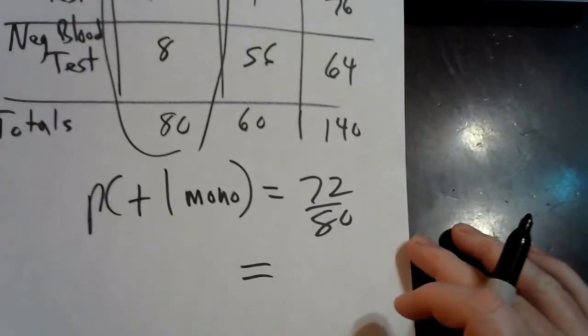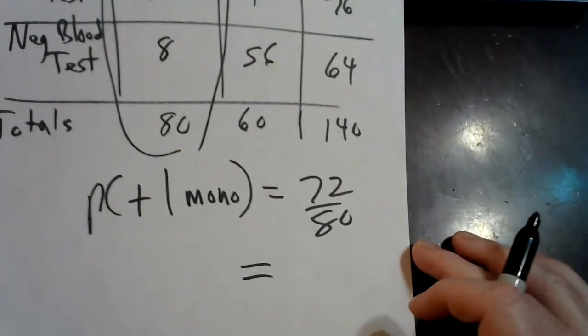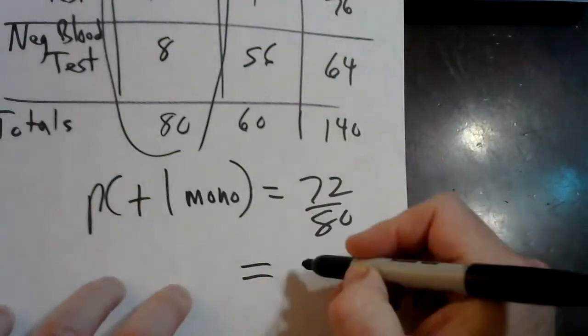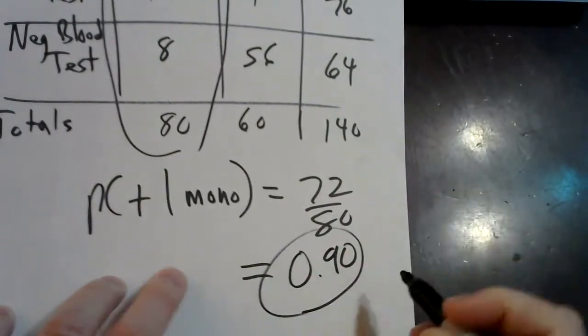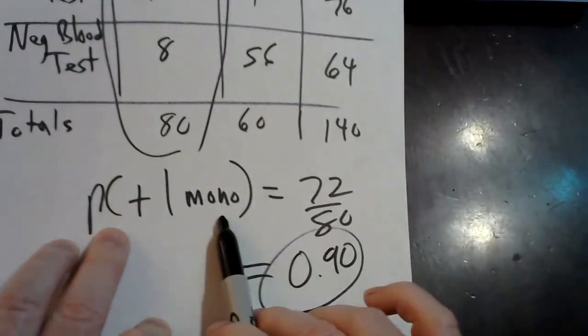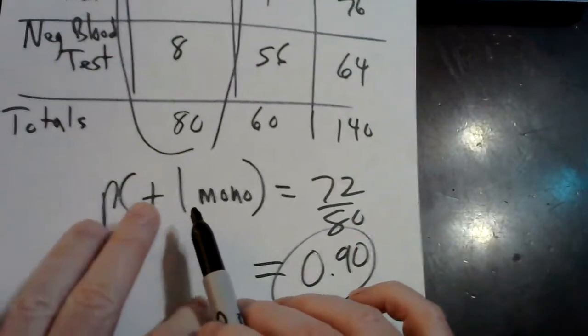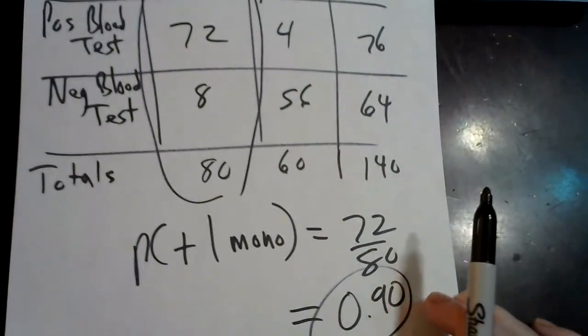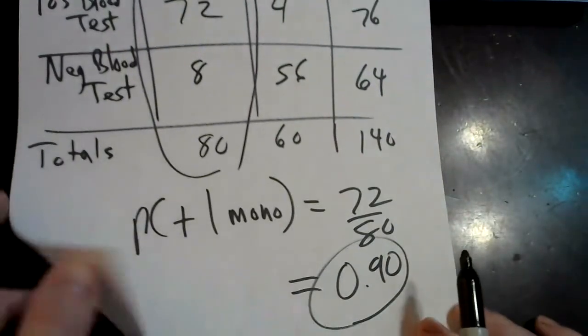So the main idea is the given part is the restricted sample space. Well, let me plug that into a calculator. I get 0.9. So that basically means if you have mono, there's a 90% chance that you're going to test positive, which kind of makes sense. It'd be nicer if the tests were a little bit better or more accurate. Well, let's move on to the next one.